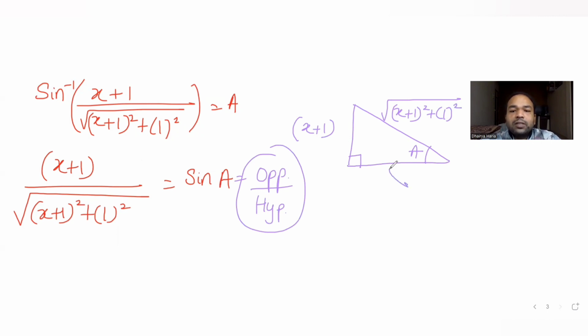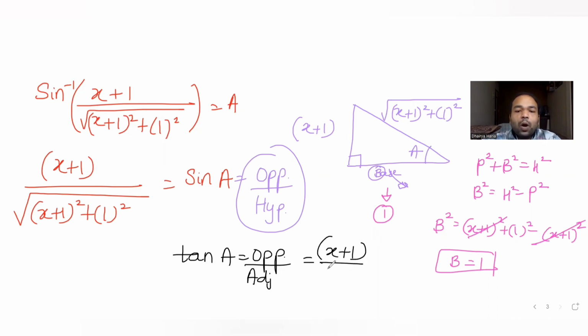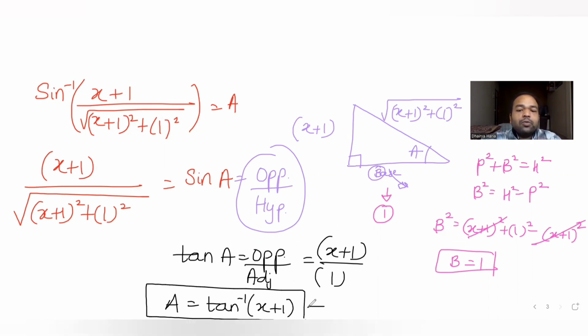If I want to find the base, using the Pythagoras theorem, we know perpendicular square plus base square is equal to hypotenuse square. So base square becomes hypotenuse square minus perpendicular square. This gets cancelled, and you are left with base equal to 1. So you get this side equal to 1. Once you have this, you can write it in terms of tan. Tan of A, which is opposite upon adjacent side, is x plus 1 upon 1. So I get A turning out to become tan inverse of (x plus 1).